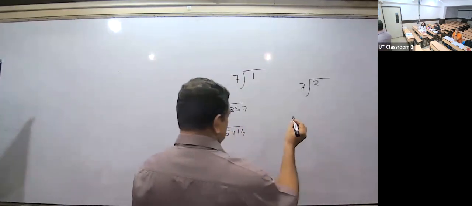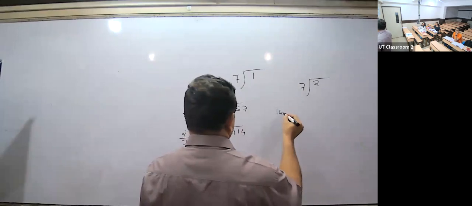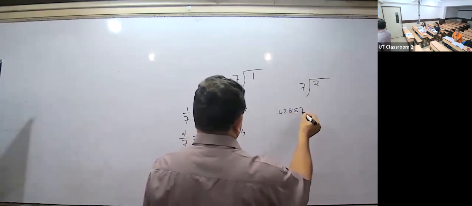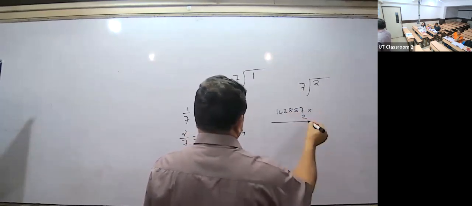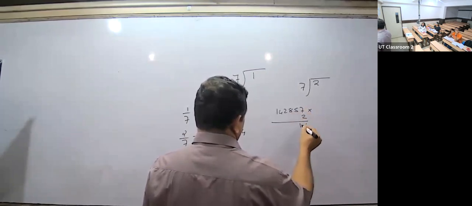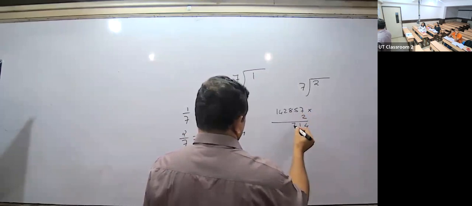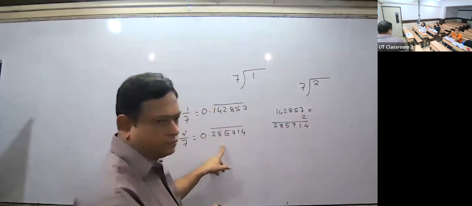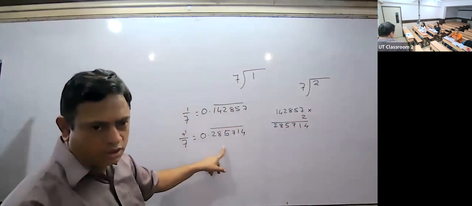Now look here. If I look at this one, 142857 multiplied by 2, what will you get? 7 2s are 14, 5 2s are 10 plus 1 is 11, 2 8s are 16, 17, 2 2s are 4 plus 1 is 5, 4 2s are 8. Yes or no? Yes.